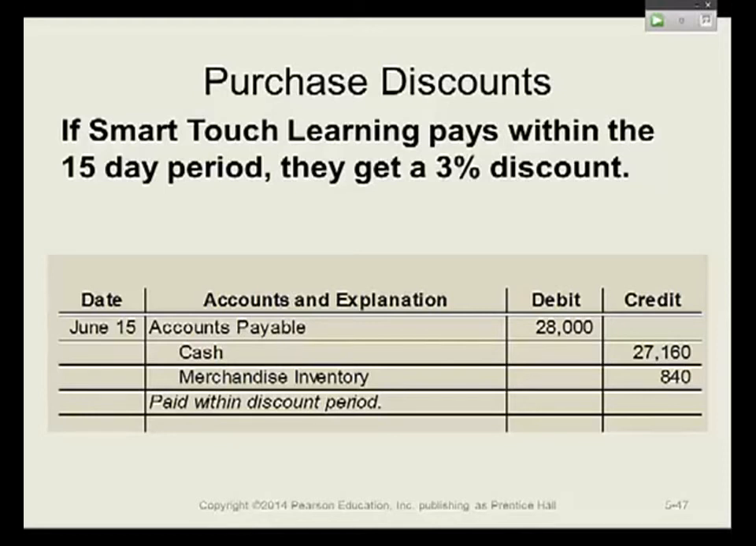One other, I have a question for you. What would be the journal entry if the discount is not taken? Can anyone give me the journal entry if they don't take the discount? So let's say on July 1, what entry would you make? Right, for how much though? 28, right. So if you don't take the discount, you would still debit accounts payable for 28, and you credit cash for 28. So that's if. Didn't happen here, but if the discount is not taken.